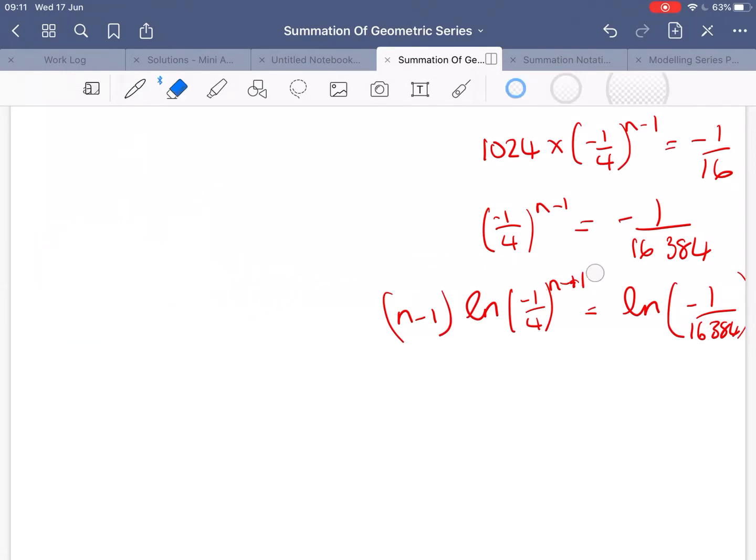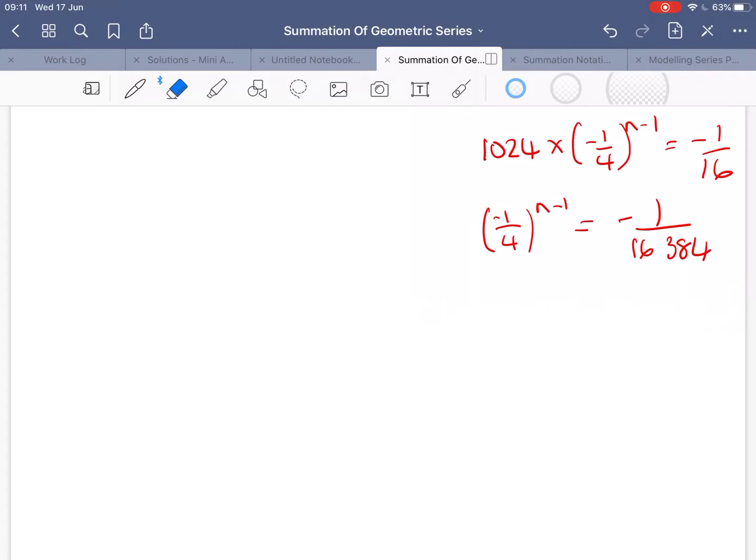So we have to think what we could do instead. Effectively we need to get rid of this negative. The easiest way to think about this is, if I multiply through by minus a quarter, then it will work. Another way of thinking about it is, if you just did it with a quarter and with 1 over 16,384, you should get the right answer.